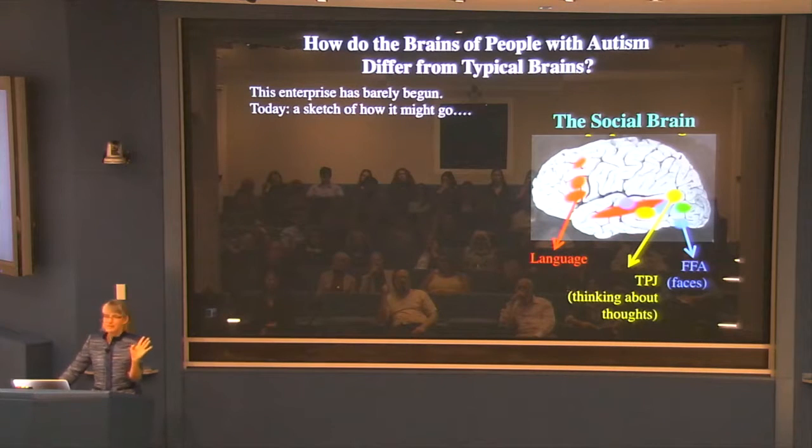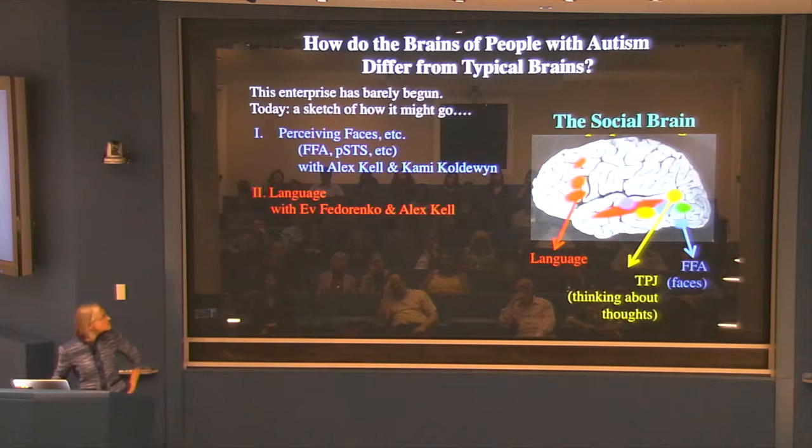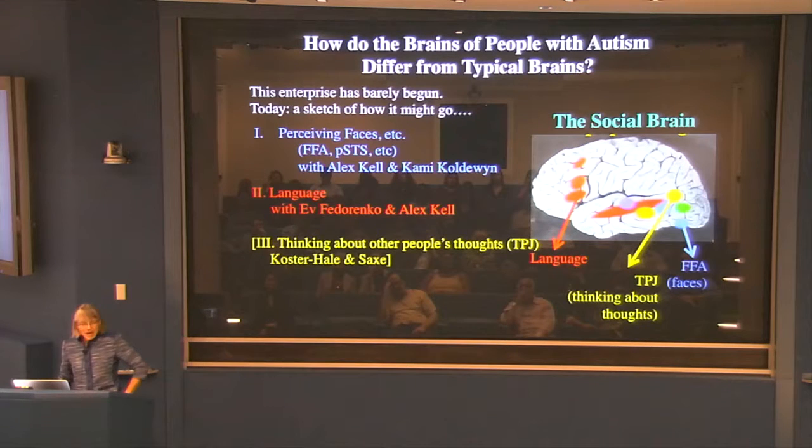This enterprise is in very early days, and most of the data I'll show is pretty preliminary, but here's what I'm going to try to talk about. First of all, we're going to look at those face processing regions and ask if they're different in people with autism. Second, we'll look at those language processing regions and ask whether they look different in people with autism. And third, I'm going to briefly mention some data that I have nothing to do with. I just think these data are really cool. This is work by Rebecca Saxe and Jory Koster-Hale.